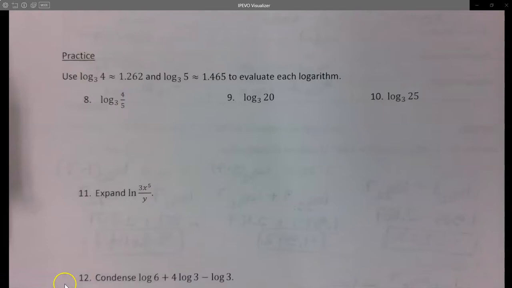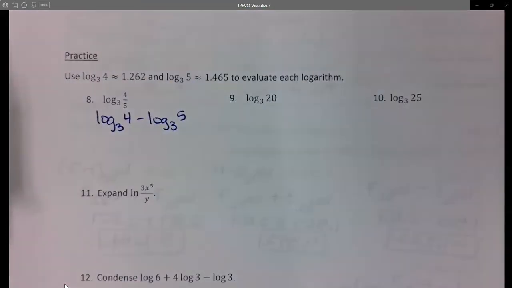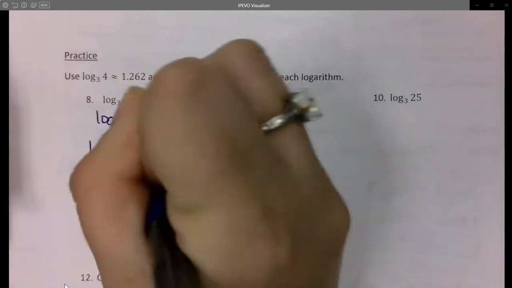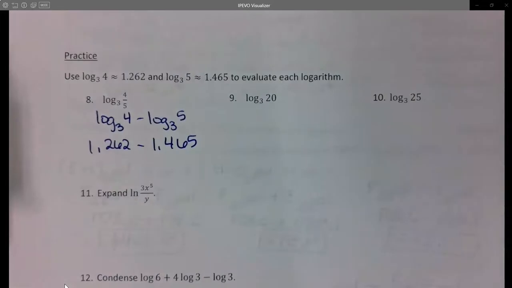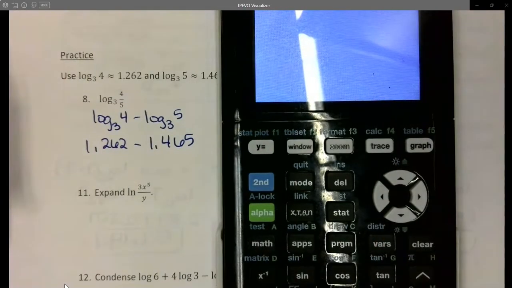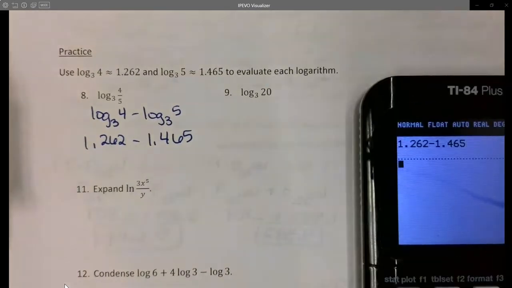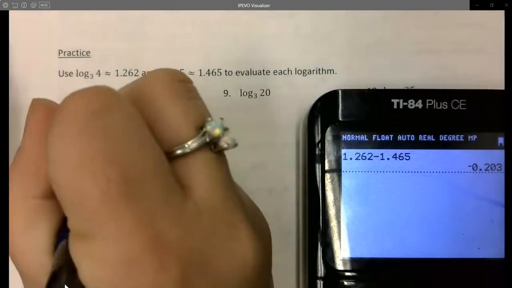Okay, so this one I would split by using subtraction. I'm going to have log base 3 of 4 minus log base 3 of 5. And then I want to replace with my numbers. So I'm going to have 1.262 minus 1.465. And I could use Desmos on my phone. I'm just going to use the graphing calculator. Which gets me negative 0.203.